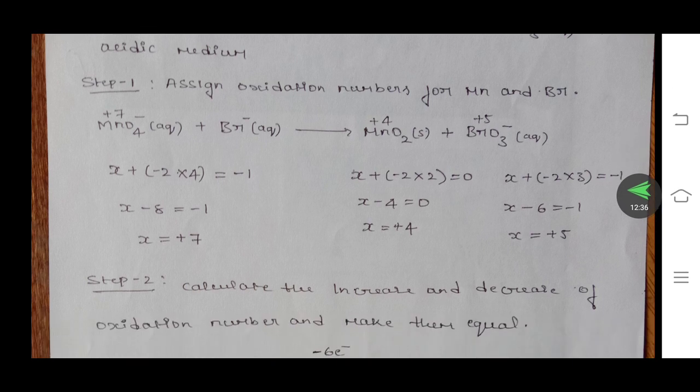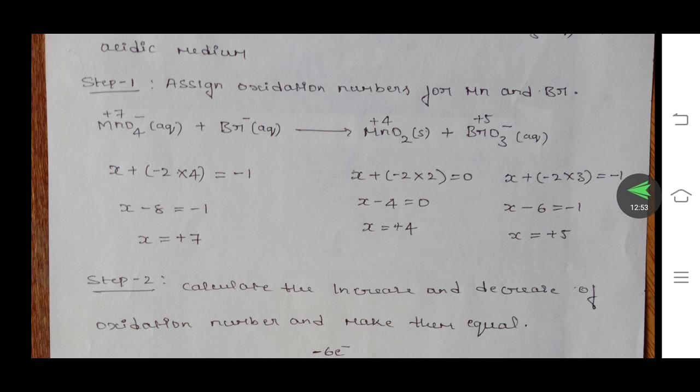Now Mn is X because unknown, so X plus minus 2 into 4 equal to minus 1. So X minus 8 equal to minus 1. So X equal to plus 7.